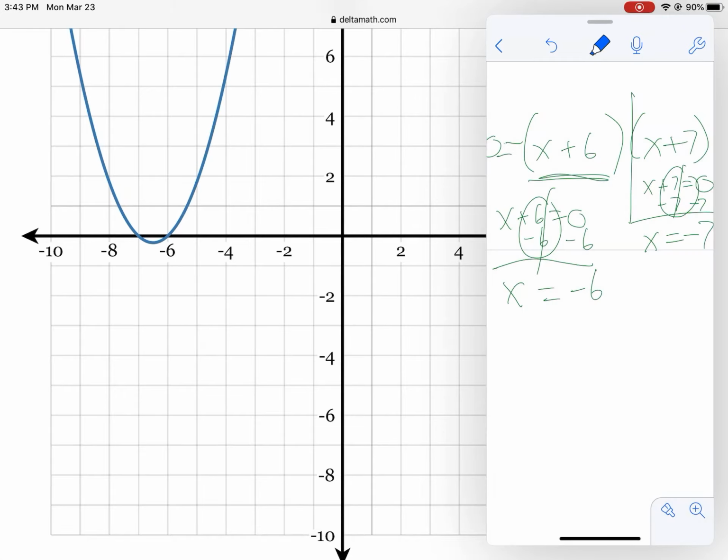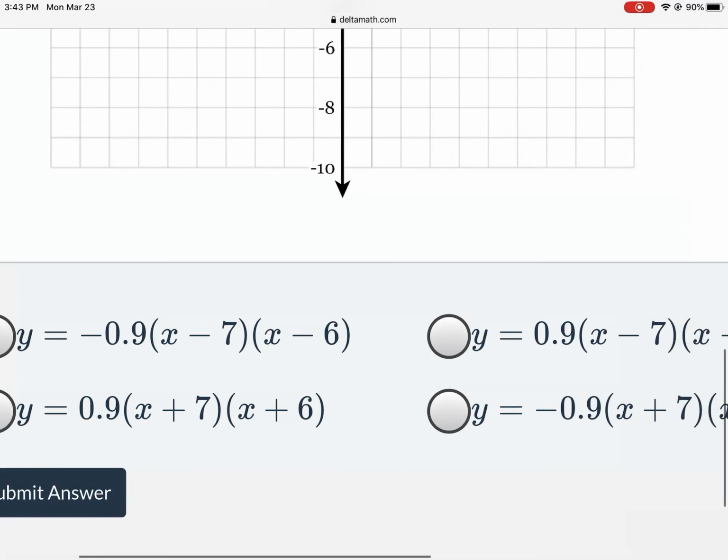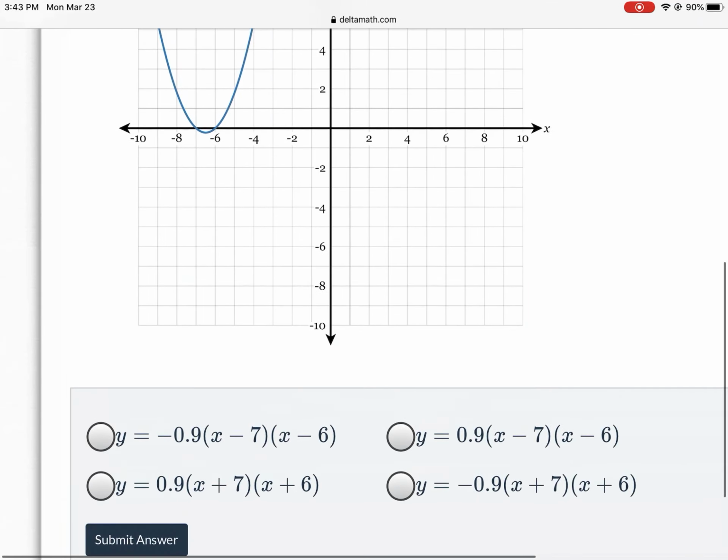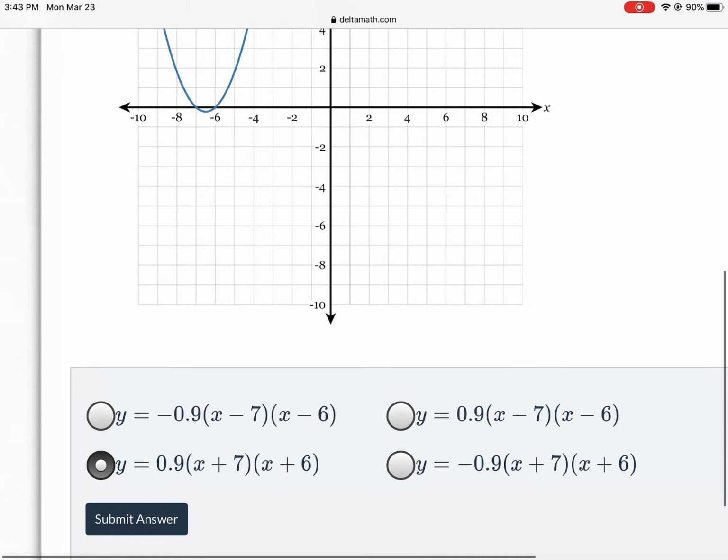So my final answer should involve an x plus 6 and an x plus 7. The leading coefficient is always 0.9, and we want to have a positive. So positive 0.9, it's either this one or this one. And I need to have plus 6 and plus 7. So this one will be my final answer.